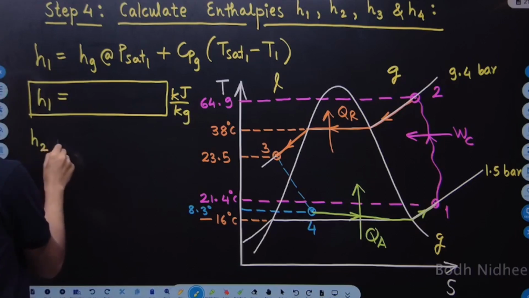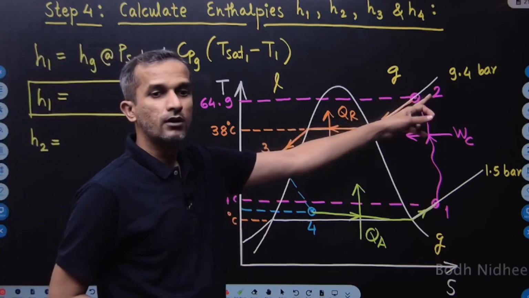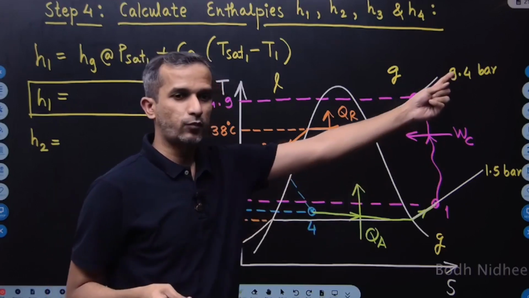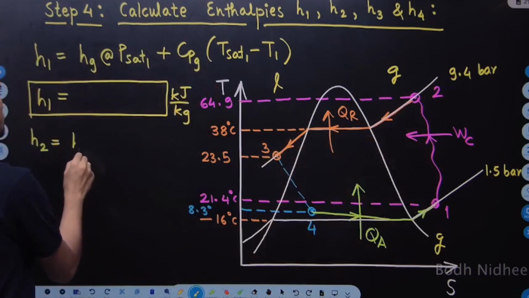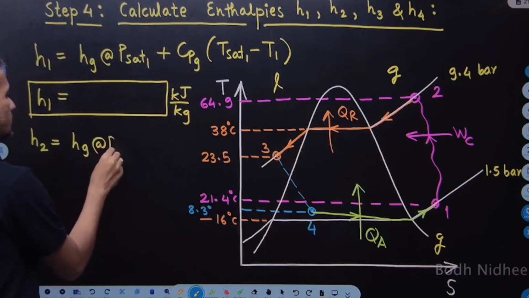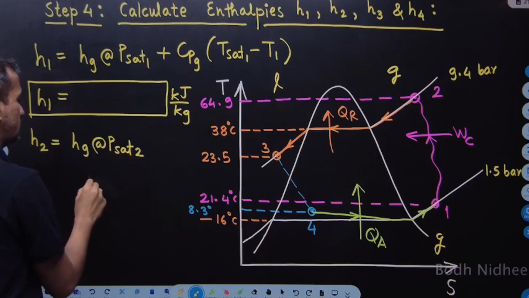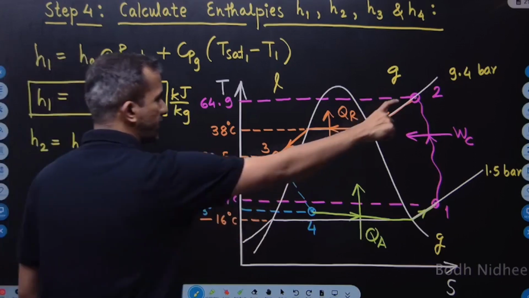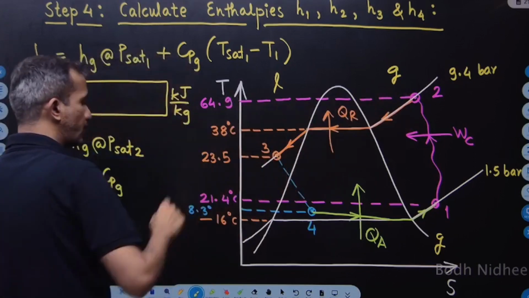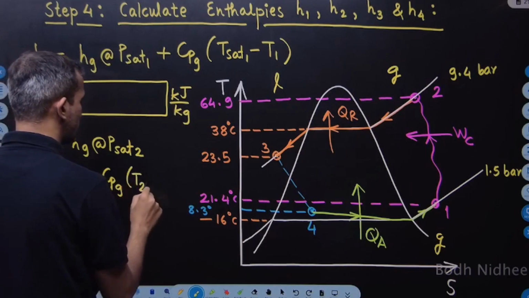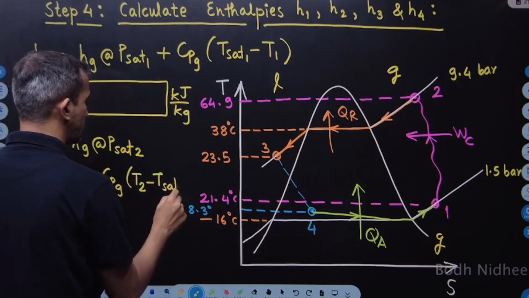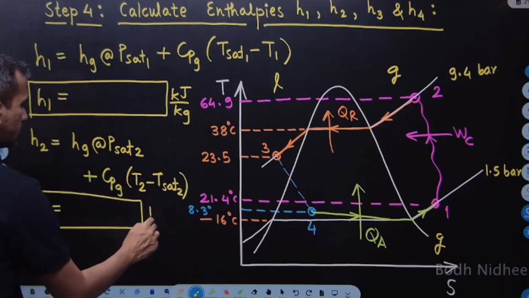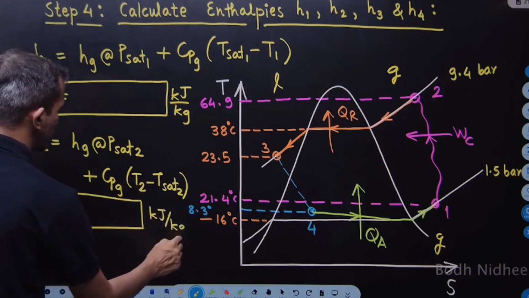H2 is again in the superheated zone. If you observe, H2 is in the superheated zone, but it is now compared with the Hg of gas at Psat2, 9.4 bar. So it is Hg at Psat2 again plus Cp delta T. Cp in the gaseous phase at 9.4 bar. Delta T is how much? The degree of superheat here is T2 minus Tsat2. So from here I will get H2 as kilojoules per kg.